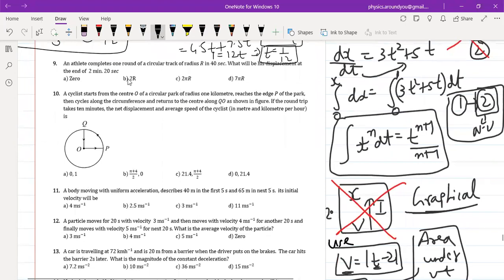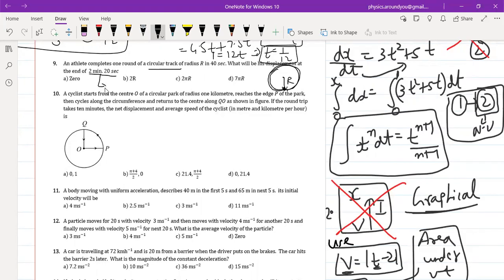Question number 9 is something you should tackle with just a figure. The figure is that of a circular track. The radius is r. Let the athlete begin at this position. He completes one round in 40 seconds, right? What will be his displacement at the end of 2 minutes 20 seconds?